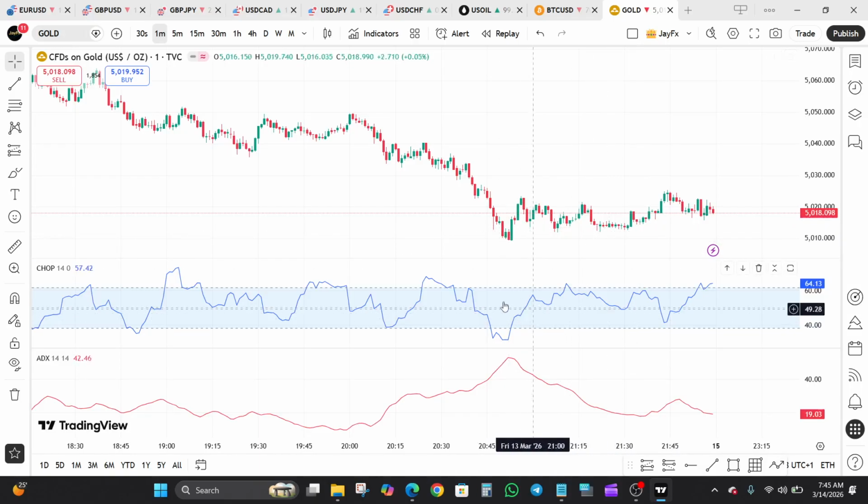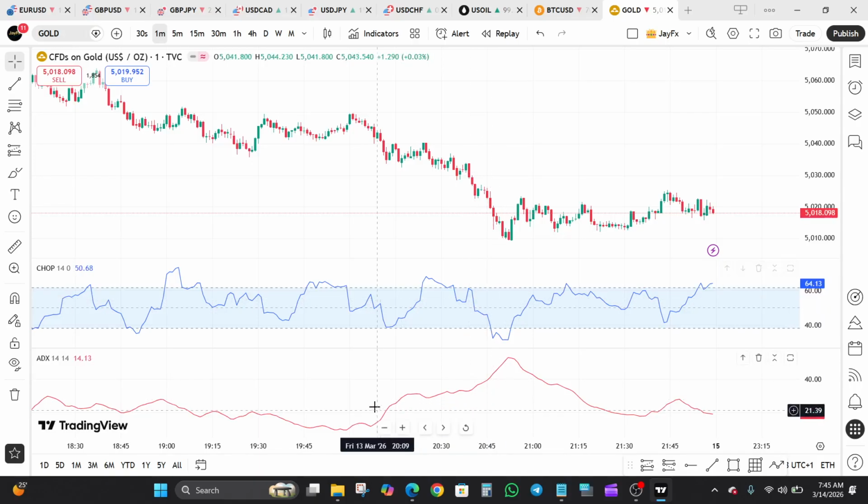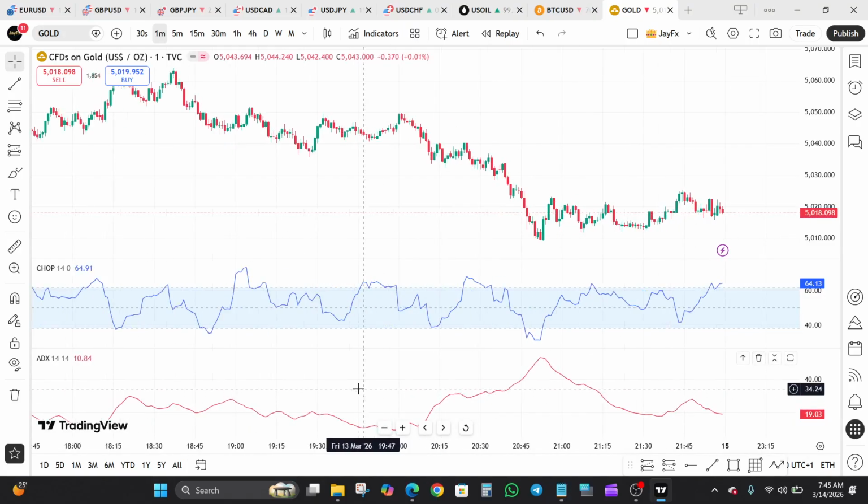Traders sometimes use this indicator to determine whether a trend following strategy or a range trading strategy may be more suitable for the current market environment. Now, the Average Directional Index works differently. ADX measures the strength of a trend, regardless of whether the trend is upward or downward. So it is usually plotted along with two additional lines called the positive directional indicator and the negative directional indicator.